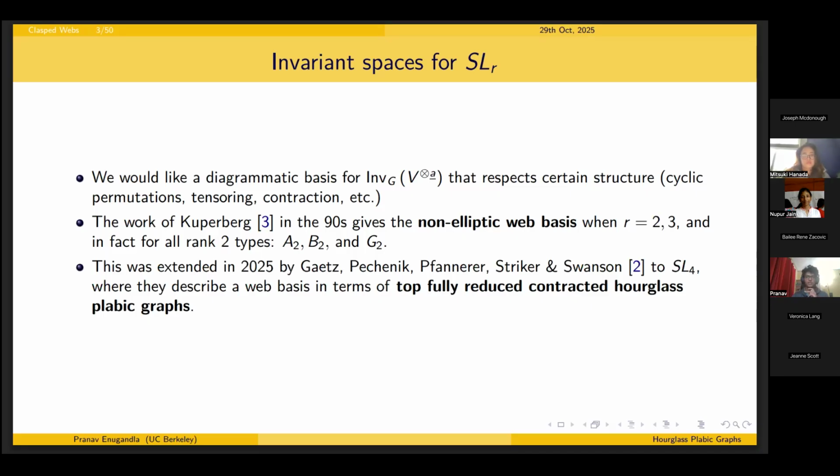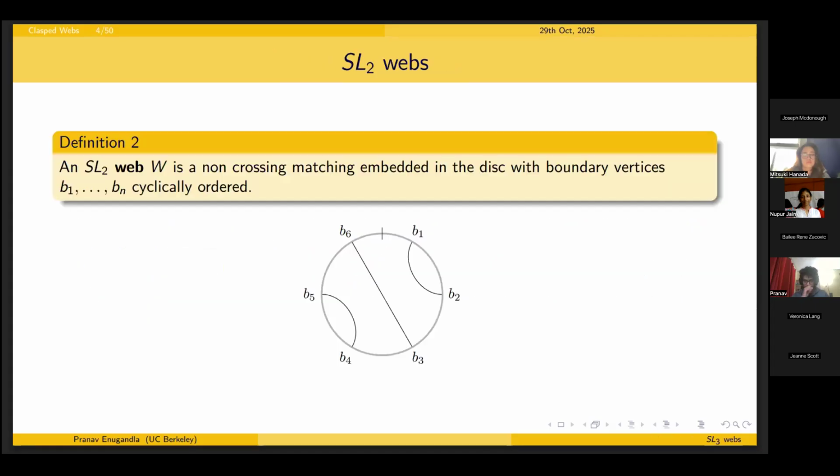So I'll be walking you through what these bases look like, what Kuperberg's basis looks like, what Christian's basis looks like, and then eventually we're going to get to clasping. But I want to start off with the really classical thing, which is SL_2 webs. You should really think of this as you have n vertices on a circle, and then you look at non-crossing matchings of this, right? And there's Catalan-number many of these, but this is what an SL_2 web looks like for me.